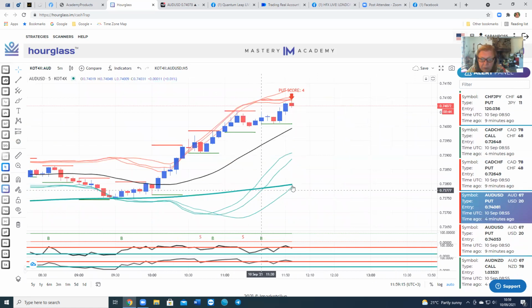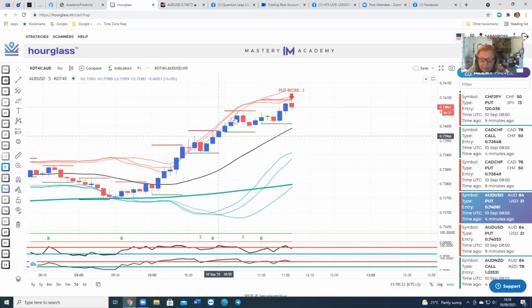We've got the 200 moving average below us, saying we should be buying. You can see price has been trending strongly up since the open of London. 64 is the strength on the Australian dollar to US dollar 20. So we wouldn't want to be taking puts, or I personally wouldn't, because it's more risky.